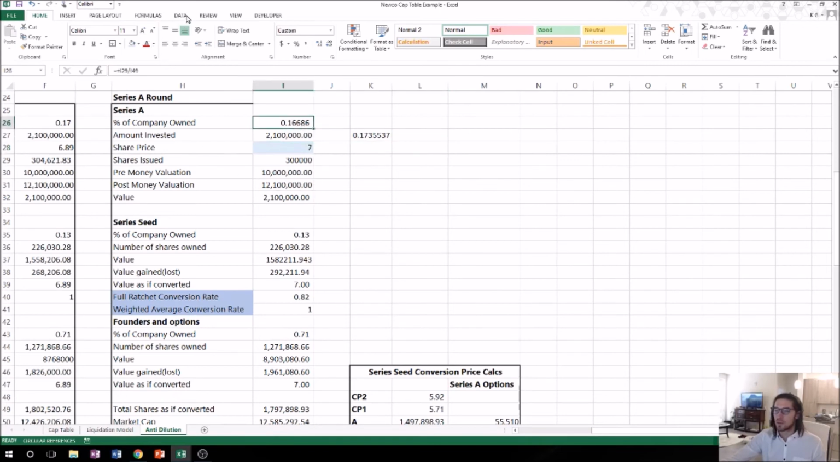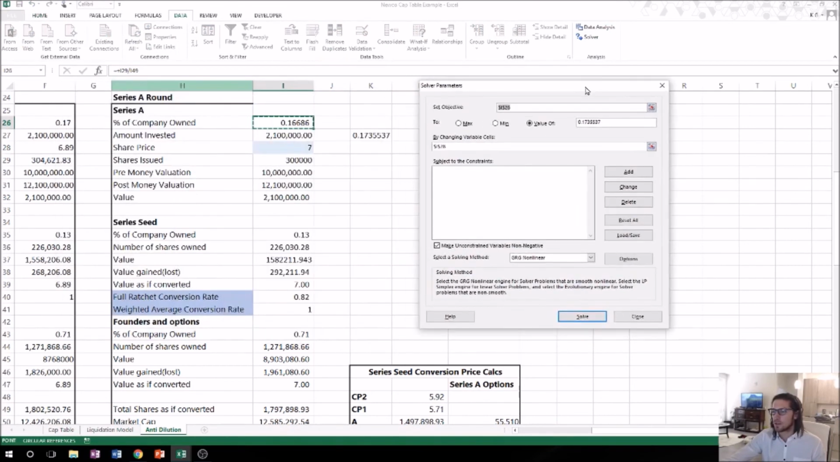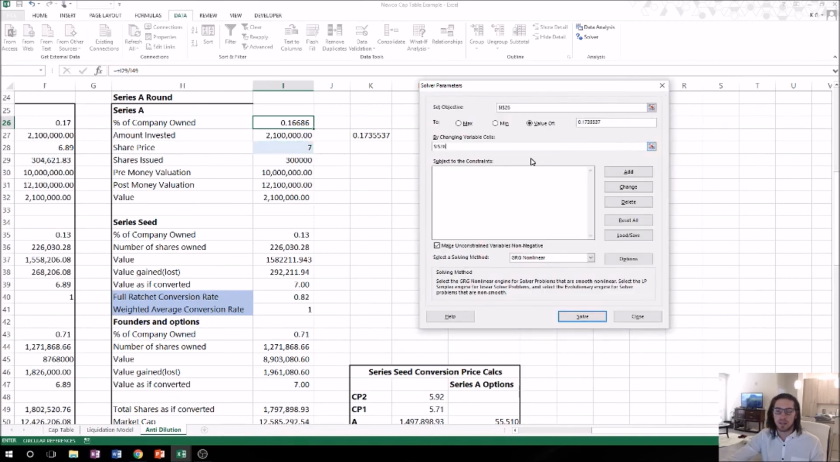So we'll just use Solver. Solver is just an iterative calculator, or it allows you to do iterative calculations and get a number in the target cell by changing a variable cell. So the objective cell for Solver would be the percent of company owned, and we want it to be set to a value of 0.1735537, the number we calculated right here. And we want to do that by changing the share price. The share price is just an input cell. It's not a formula in this weighted average calculation.